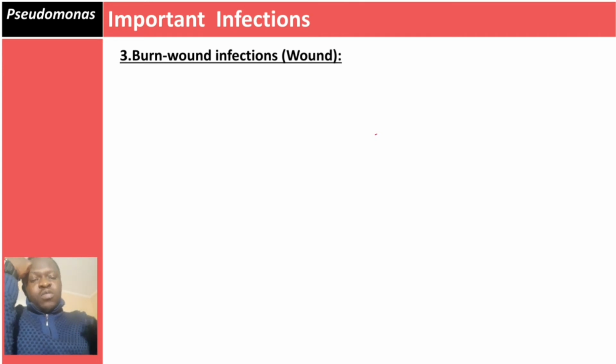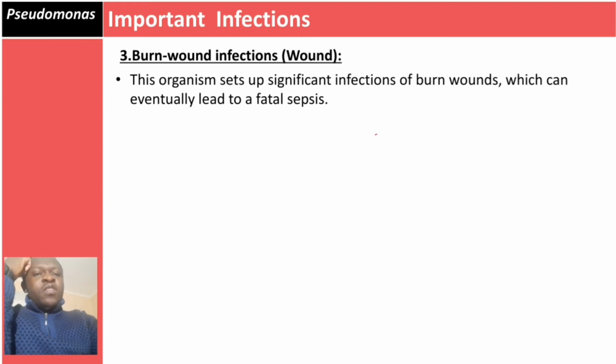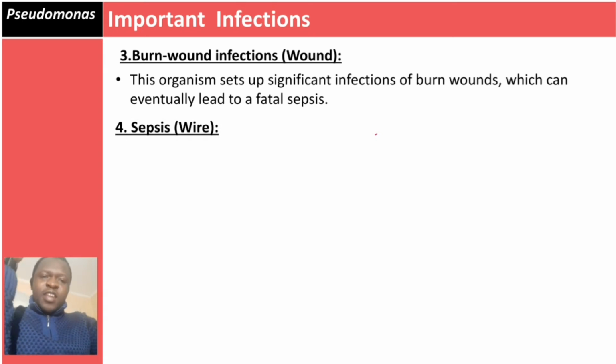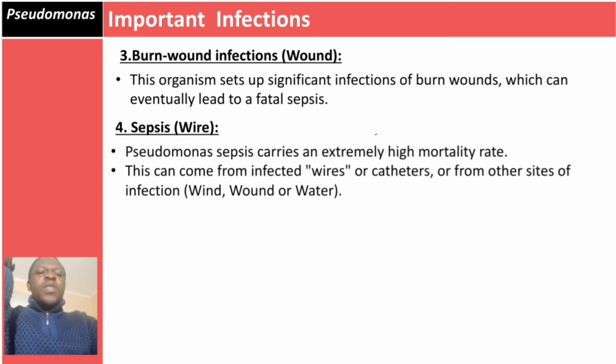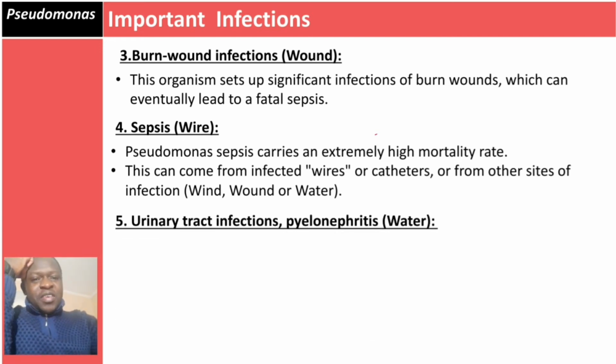Burn wound infections. Still, we are on wounds, right? This organism sets up significant infections of burn wounds, which can eventually lead to fatal sepsis. Sepsis, again, is the next condition. Why? Pseudomonas sepsis carries an extremely high mortality rate. This can come from infected wires, that's intravenous lines, or catheters, or from other sites of infection like wound, wind, water. Okay.